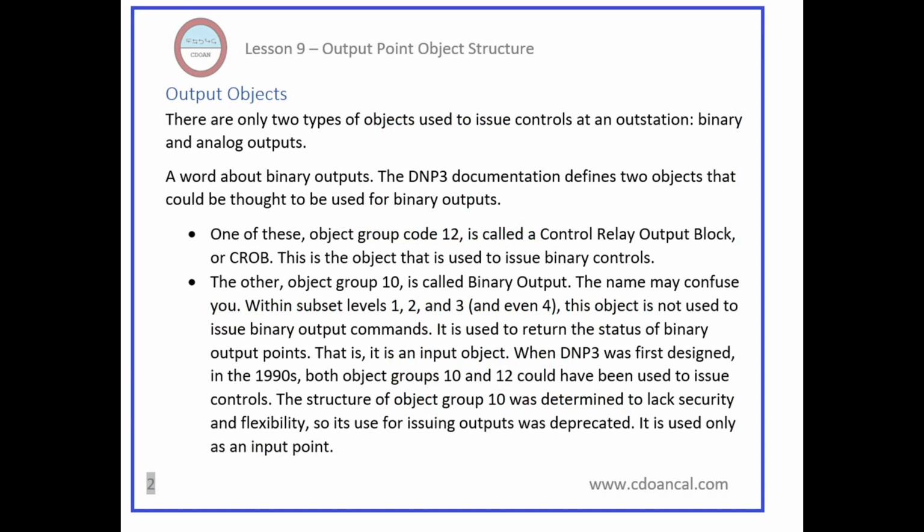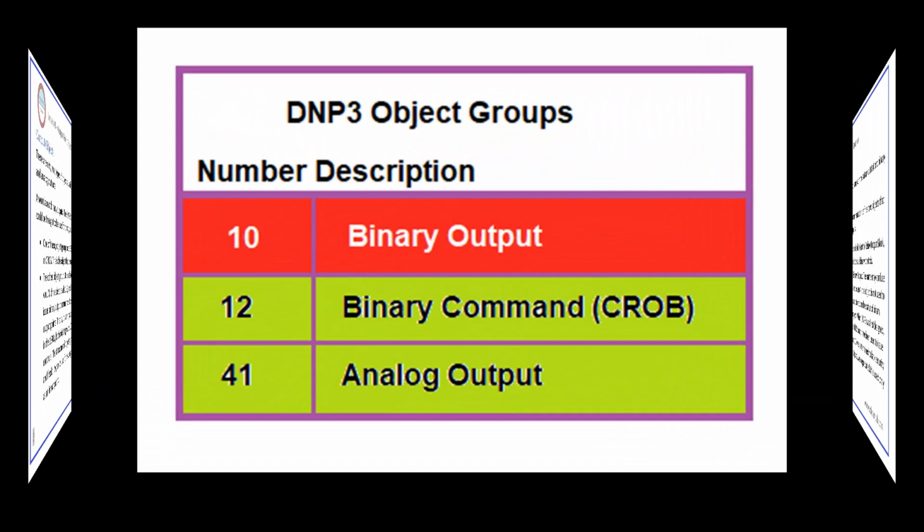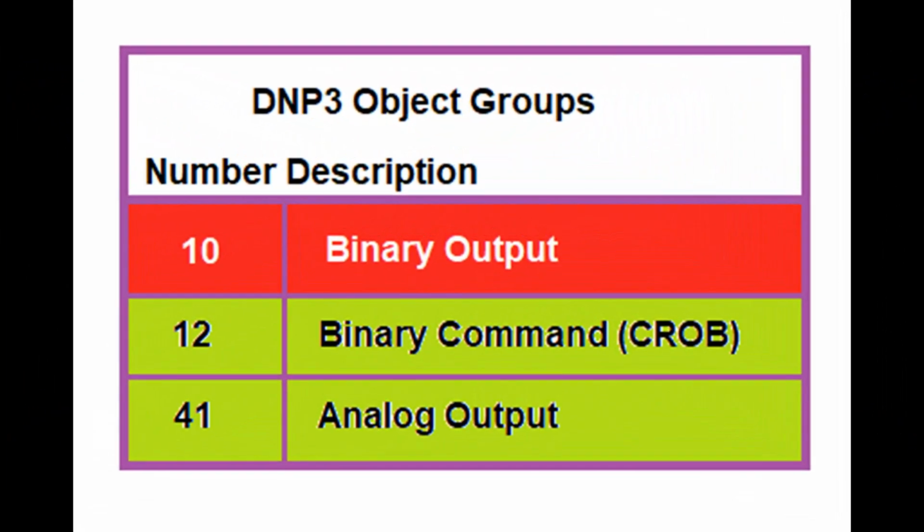A word about binary outputs, which has been said before, but it's worth repeating. The DNP3 documentation defines two objects that could be thought to be used for binary outputs. One of these, object group 12, is called a control relay output block, or CROB. This is the object that is used to issue binary controls.